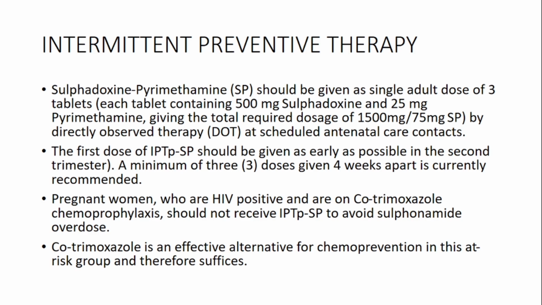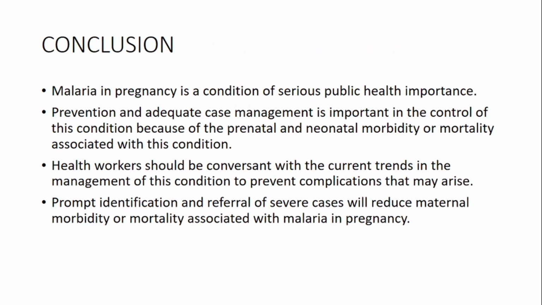In some women who are HIV positive and are also on cotrimoxazole, or more commonly known as septrin chemoprophylaxis, who take this daily, they do not need to take sulfadoxine pyrimethamine, as they have similar mechanism of action, and this will also help to prevent malaria in this patient. So this category of women should not need intermittent preventive therapy with sulfadoxine pyrimethamine in order to avoid sulfonamide overdose.